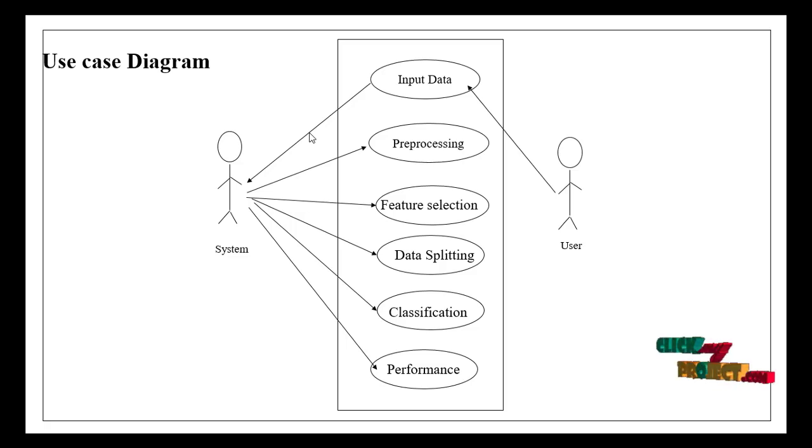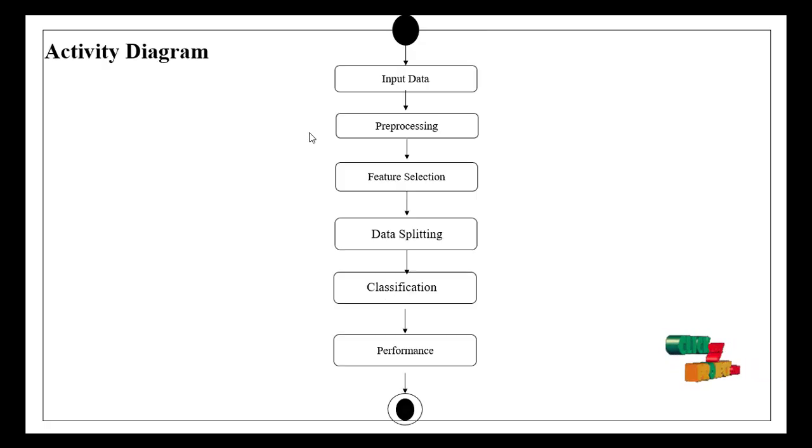Use case diagram. From the system, we interact with the user to get the input data, pre-processing, then feature extraction and data splitting, classification and performance analysis. And then this is an activity diagram. From the start point is input data, pre-processing, select the important features, split the data, classification, and then performance analysis.